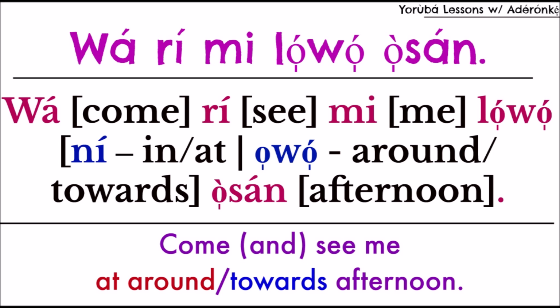Again, it really doesn't matter. It's when you're translating to English that you have to, but whenever you see ni, it could be serving the function of in or at. Ọwọ́ is around or towards, like I mentioned earlier. So when you combine those two words, you get lọ́wọ́. In the Yoruba language, we like to combine words.